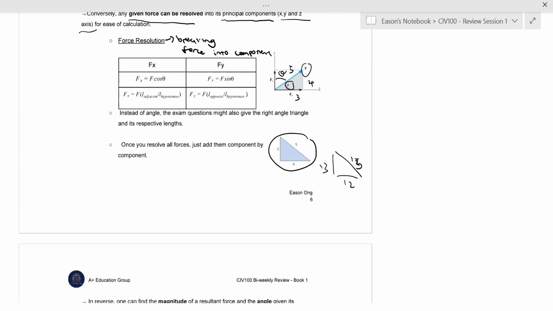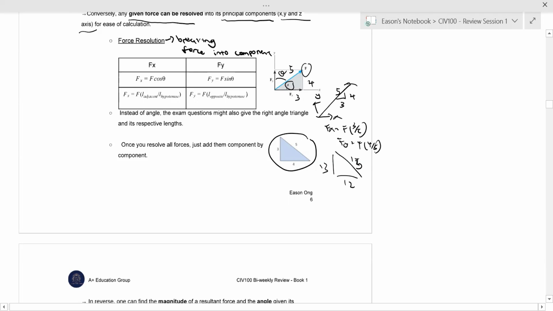Your prof is not likely going to give you the angle itself, but they'll give you, for example, if they draw the force here, and then they'll just draw a small triangle down here and give you 3, 4, right? And if you get 3, 4, naturally you should know this is 5. If you don't know, then you can calculate it with Pythagoras theorem. And then in that case, if this is my x-axis, if this is my y-axis, then fx is really just f times 3 over 5, and fy is f times 4 over 5. Are we clear on that?